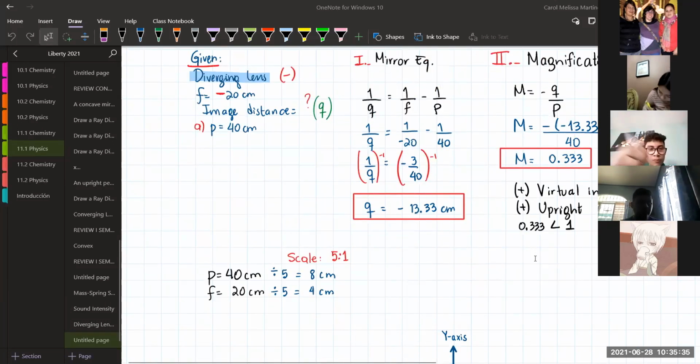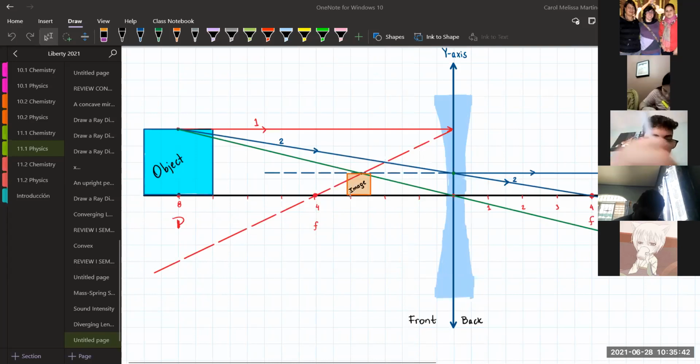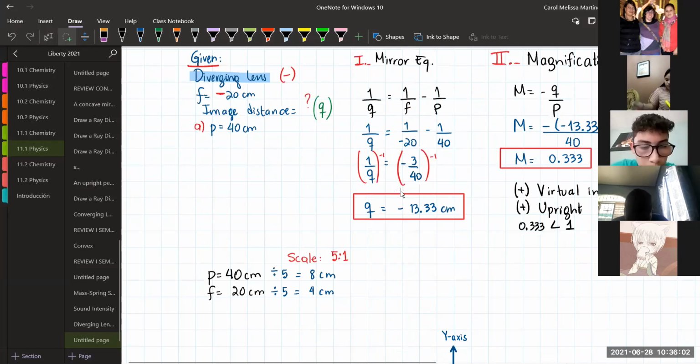It says that magnification is 0.333, which means that it is virtual, upright, and smaller. As you can see, it's upright because it's above the x-axis and it's smaller than the real object. So we say that it makes sense. Now let's see the position of the image. Okay, the position of the image in numbers is 13.33.